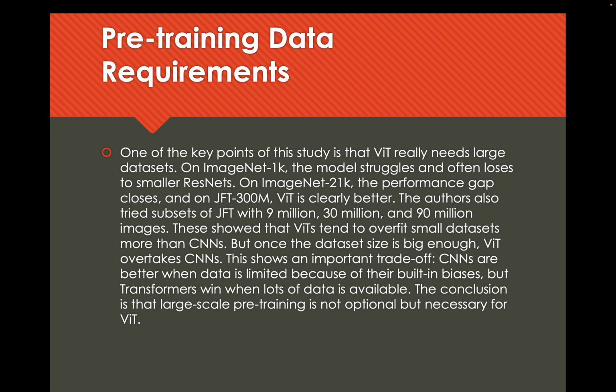CNNs are better when data is limited because of built-in biases. Transformers win when lots of data is available. The conclusion is that large-scale pre-training is not optional but necessary for ViT.